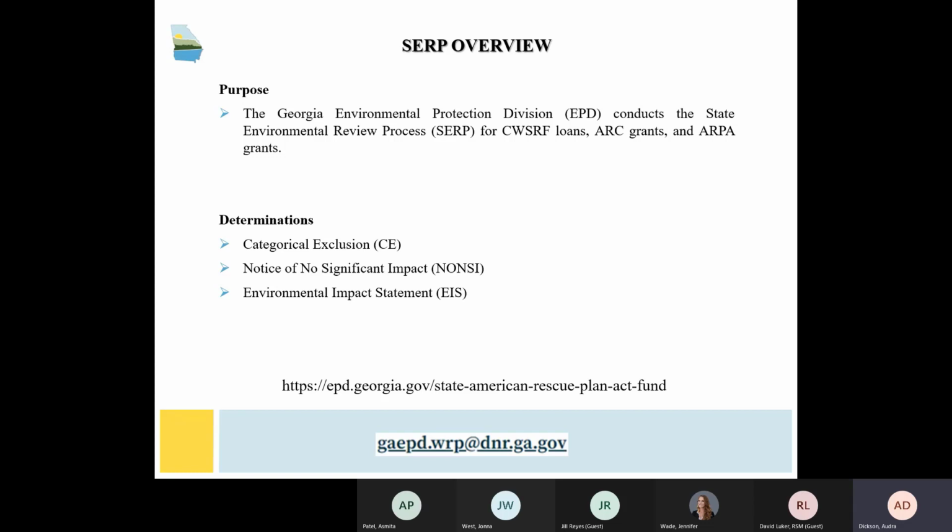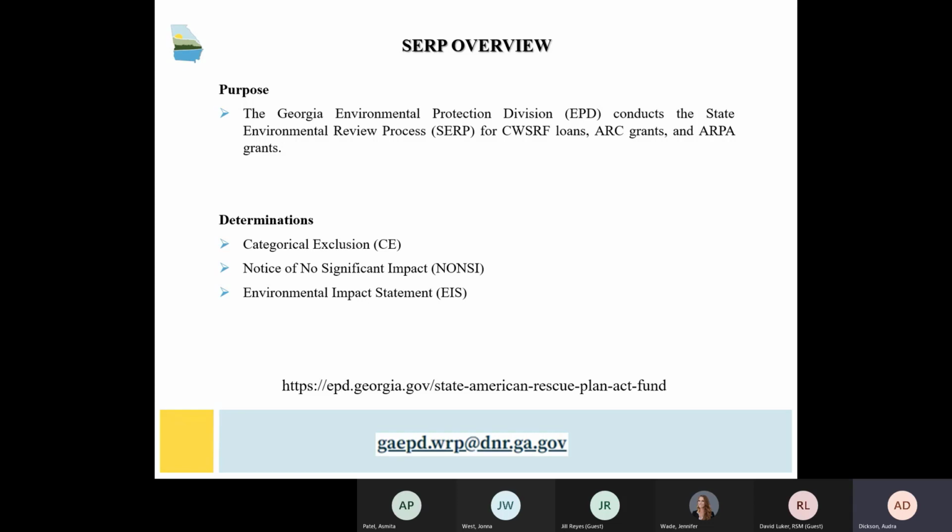EPD conducts the SERP process for projects funded or partially funded by the Clean Water State Revolving Fund, the Appalachian Regional Commission grants, and the American Rescue Plan Act, in compliance with the Georgia Environmental Policy Act. At the end of EPD's review, EPD will issue either a categorical exclusion, CE, a notice of no significant impact, NONZ, or an environmental impact statement, referred to as an EIS.